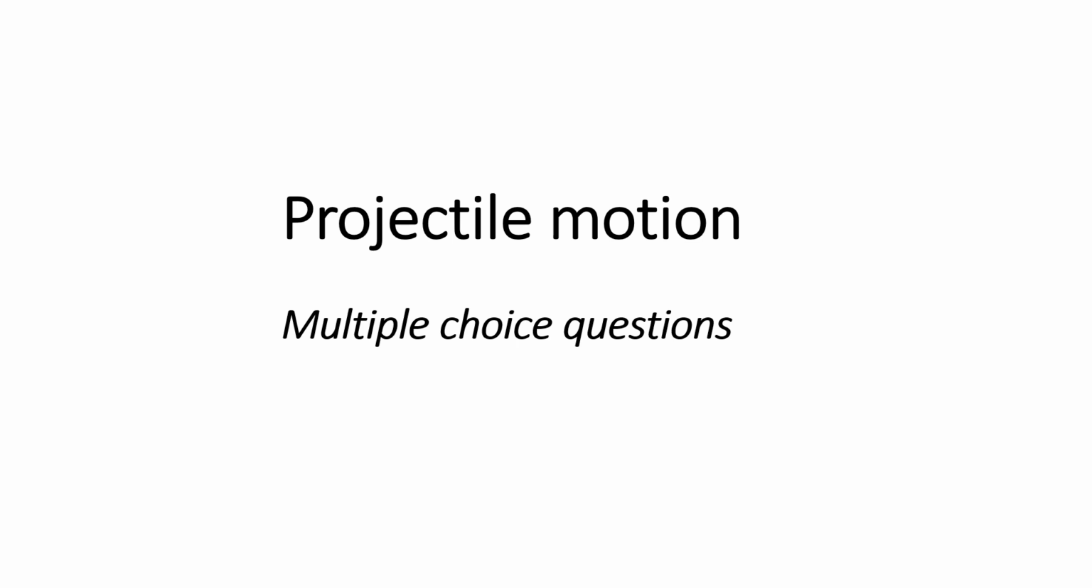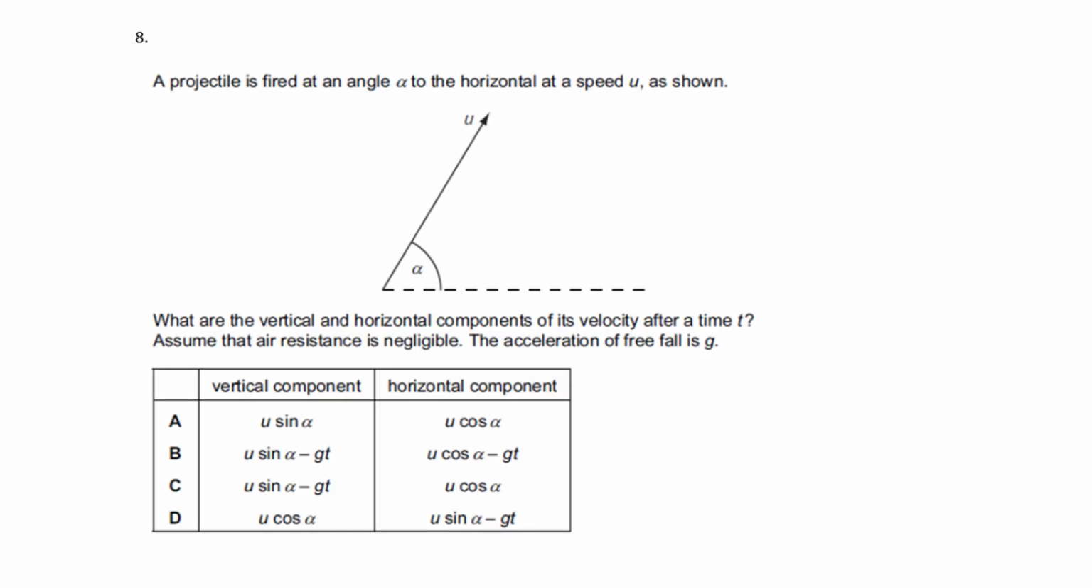We're now going to look at some projectile motion multiple choice questions. So this is a multiple choice question. A projectile is fired at an angle alpha to the horizontal at a speed u as shown. What are the vertical and horizontal components of its velocity after a time t? Assume that air resistance is negligible. The acceleration of free fall is g.